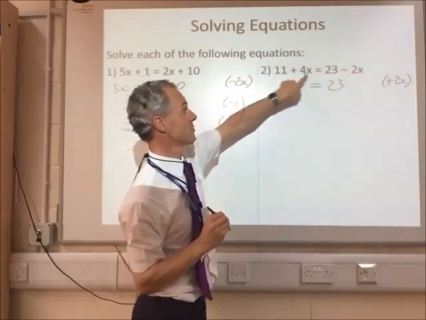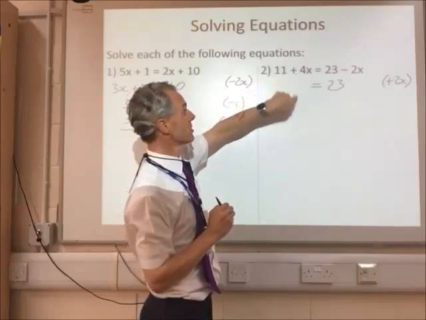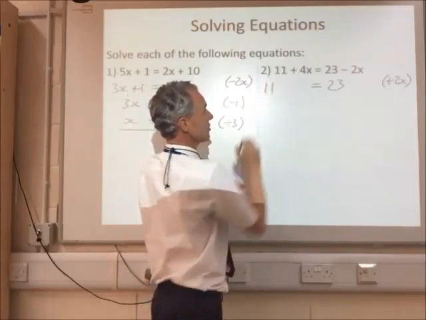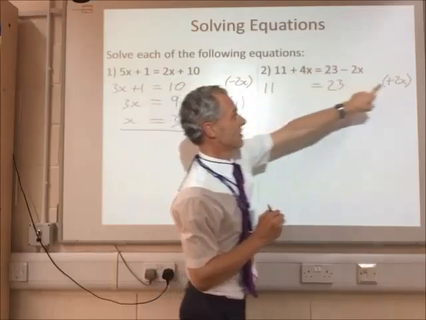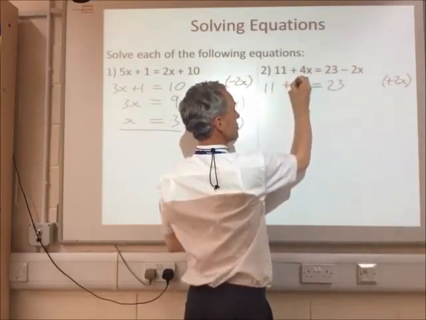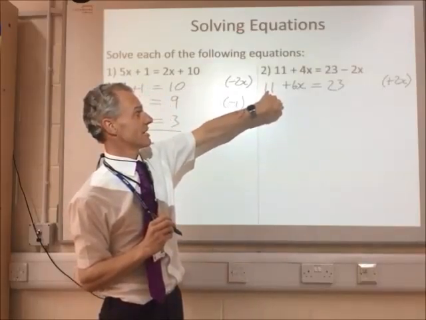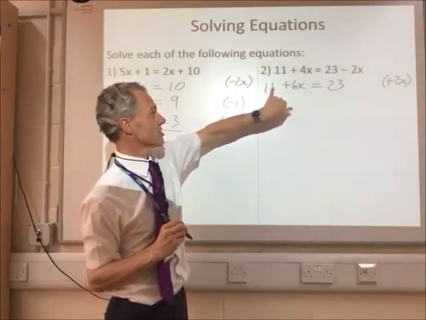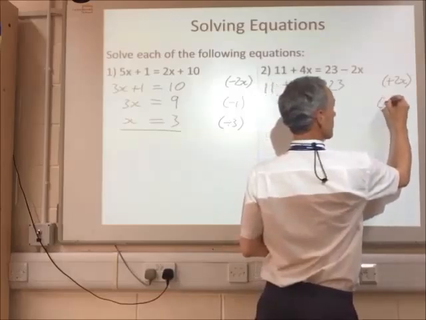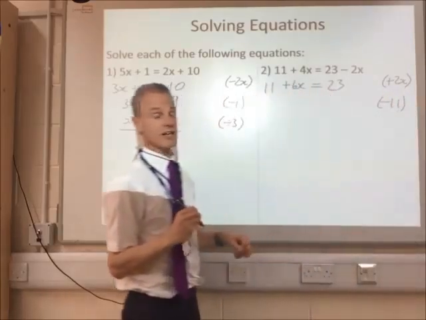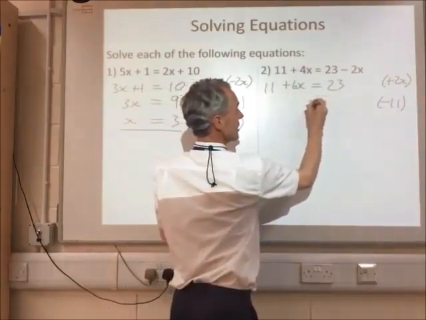I've got to do the same to the left-hand side of the equals. So the 11 is still there. That 4x needs to have the 2x added to it, which gives me 6x. Okay, now I need to get rid of that 11 there. So I'm going to take 11 off both sides of the equation. Let's write that down as a reminder there. Put the equal sign in.